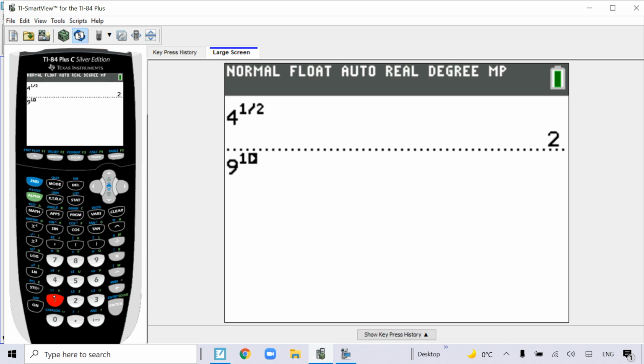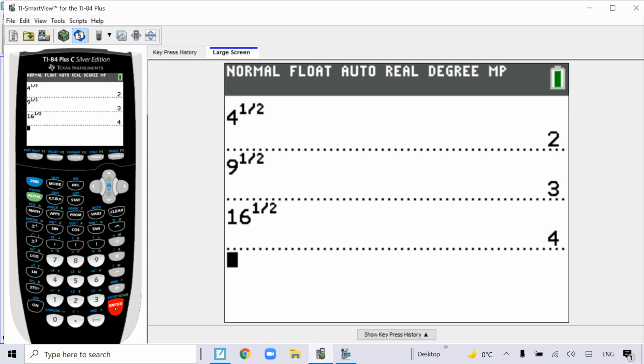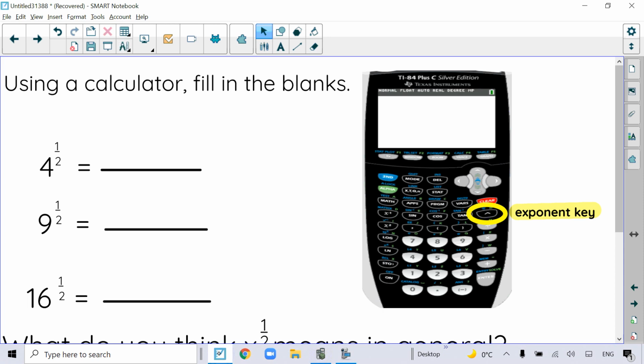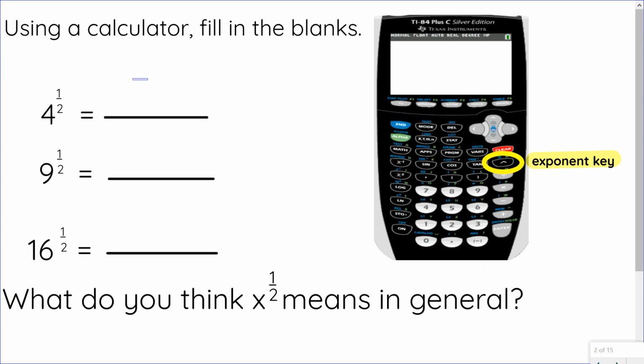So 9 to the 1/2, and I'll do 16 to the 1/2. It looks like for all of these, I'm getting a whole number answer. So let's record these here. 4 to the 1/2 is 2, 9 to the 1/2 was 3, and 16 to the 1/2 is 4.